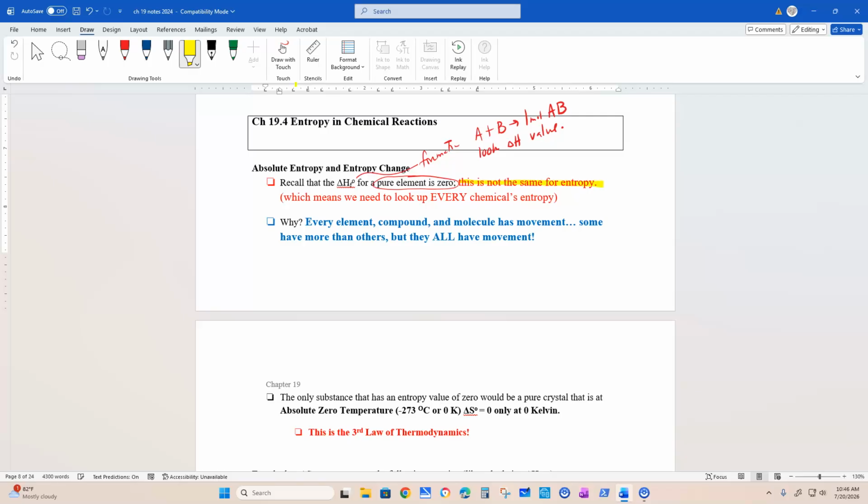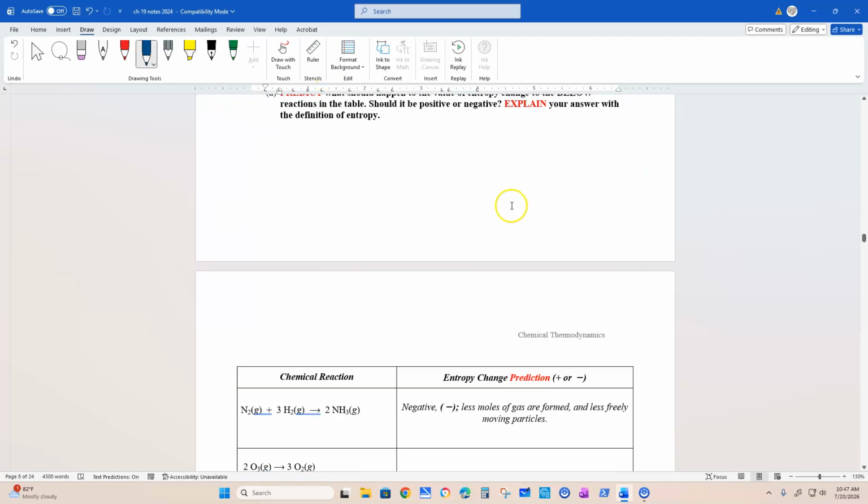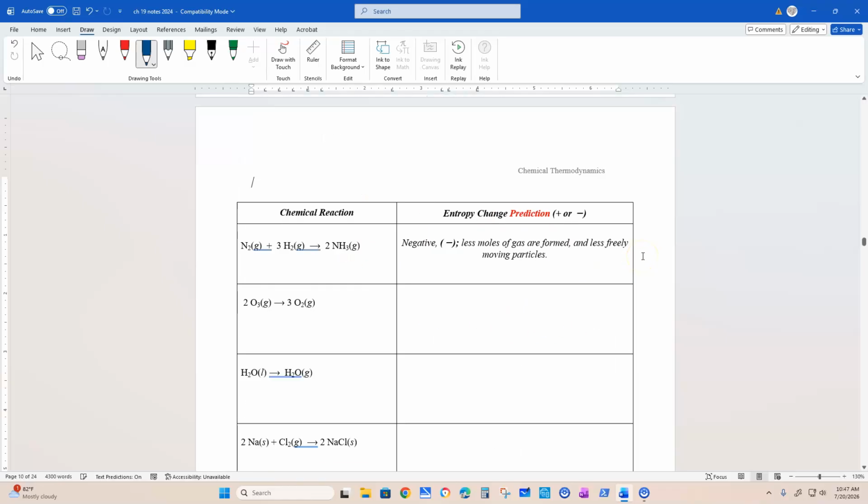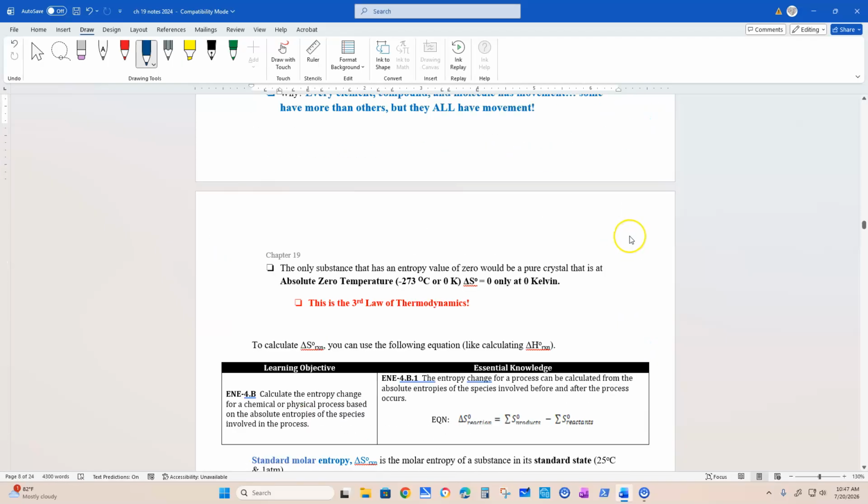And the reason why is because all states of matter have movement. The question is how much movement do they have? So unfortunately, when it comes to our appendix values, we need to look up every chemical's entropy. You know AP will not give you a 3-page document of entropy values. They'll give you a small data table, and I'll show you right below so you get a little sneak peek. Something like this, very small. You'll just have to look up whatever values you need.